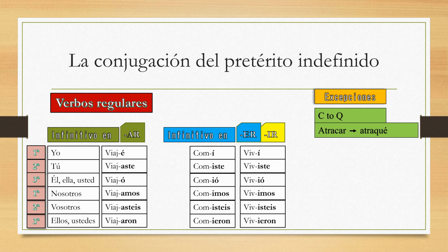Because sometimes in the infinitive, I have C with the sound K, atracar, to rob, that in the first person, because this is an AR verb, needs to be changed into a QU. It's simply spelling because I need to keep the sound K, ka, que, qui, co, cu. The same happens here, colgar, colgué, because I need to keep that ga, gue, gui, go, gu sound.